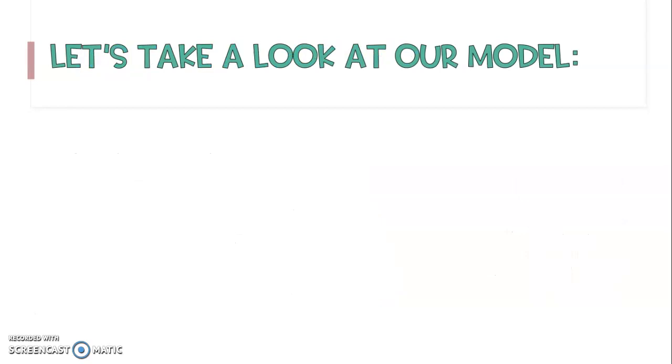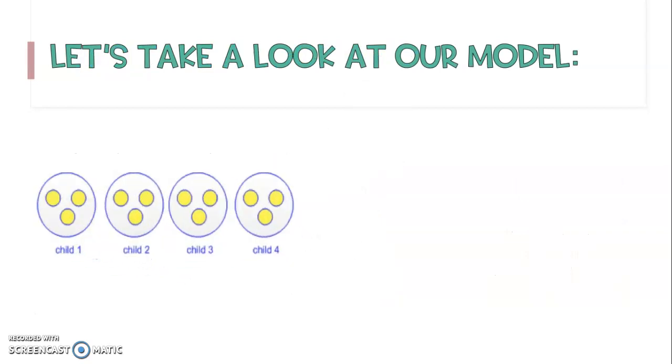So let's take a look at our model. Like I said, today we will create a story problem where a set of objects is separated into equal groups. So here is our model. And remember, the word model means visual representation. So here I am provided a picture. So I'm going to analyze this picture and think of a story problem where a group of objects is separated into equal groups. Now, as you can see, the objects have already been separated into equal groups.